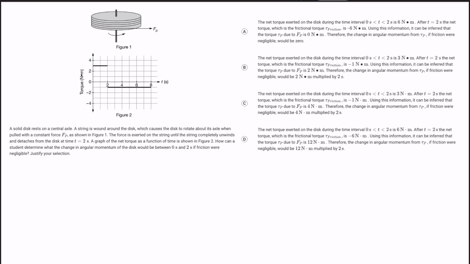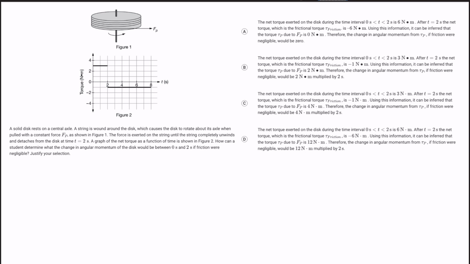All right, so here we have a disk rotating about some center axis of rotation and a graph of the net torque on the disk with respect to time. So anytime you see a torque versus time graph, then you're probably going to be dealing with impulse or change in momentum in some way, because that's really the only thing we use the torque versus time graph to show: impulse. So a solid disk rests on a central axle.